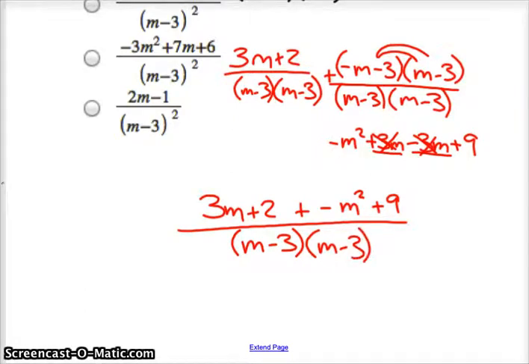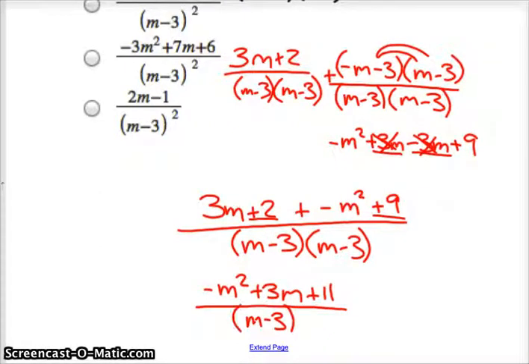Again, because I now have my common denominator, I can add across the top. Let's combine and simplify. So I'll bring my -m² out front, plus 3m, and then I have a 2 and a 9, so that'll be plus 11, all over my (m - 3) times (m - 3).